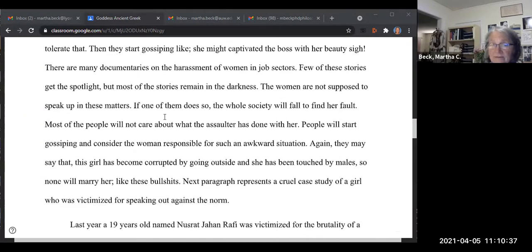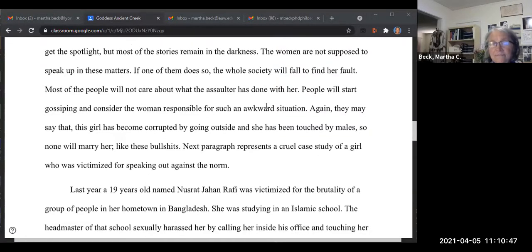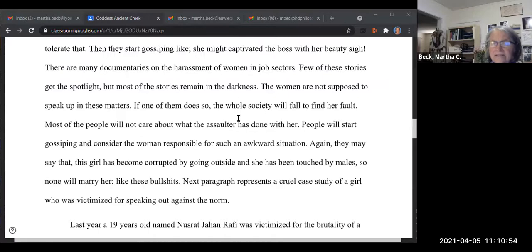The women are not supposed to speak up. If one of them does, the society will find her fault. Okay, so these are all claims again that are just speculation, they're not reasonable. They just keep going farther and farther from the last piece of data. Okay, so the first paper had data, and then this would lead to the possibility of a downward spiral, right?